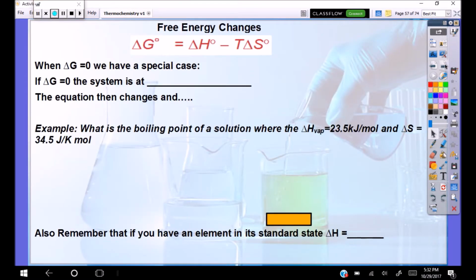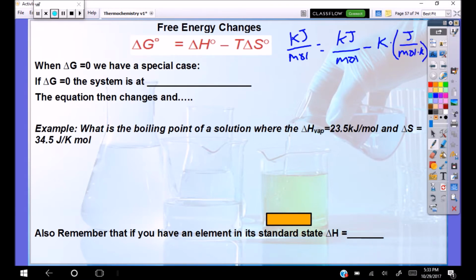So we've talked about this equation a little bit already. Delta G naught equals delta H naught minus T delta S naught. Something to remember, delta G is always in kilojoules per mole, and then we've got delta H in kilojoules per mole, and temperature is in Kelvin, and then you have to remember that delta S is in joules per mole Kelvin. So when we are trying to figure out our answers to these problems, oftentimes you're going to have to convert your kilojoules to joules and vice versa.